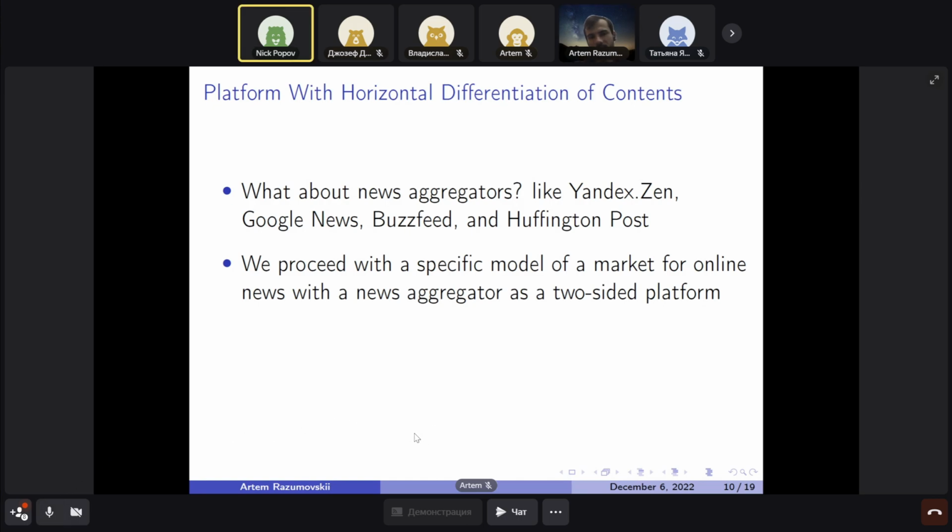Sorry about that. Can we name content creators like the third side, or do we just think of them as a part of the platform itself? No, that's the news agencies. They produce the news. And now, what does the aggregator do?